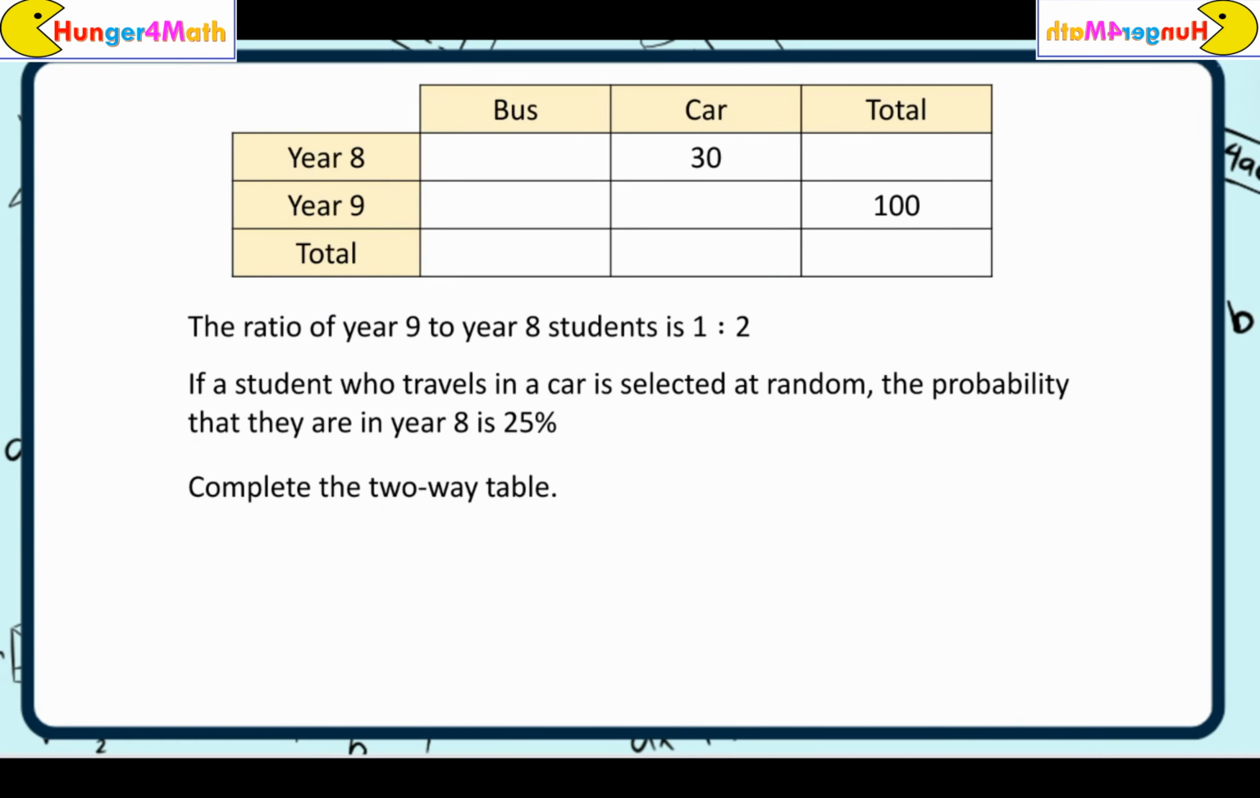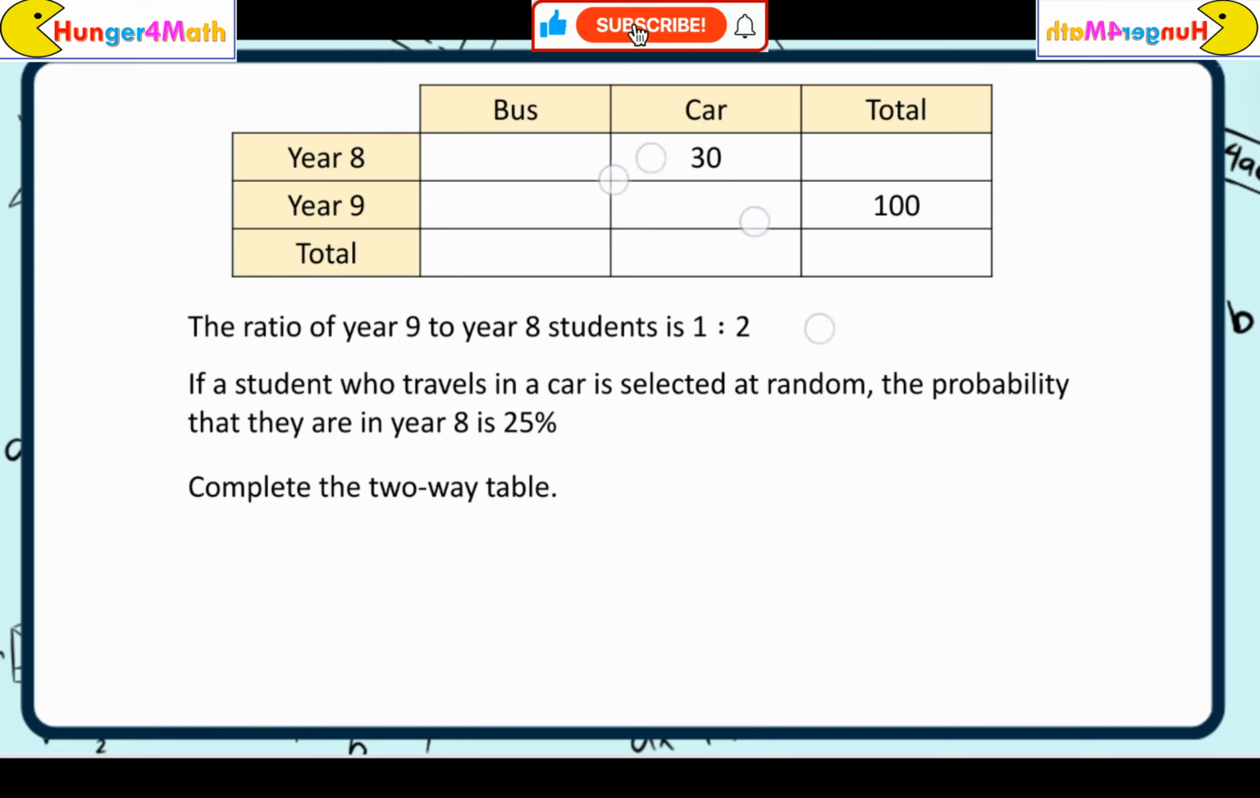Here's an example for the two-way table. Let's read the given situation. The ratio of year 9 to year 8 students is 1:2. If a student who travels in a car is selected at random, the probability that they are in year 8 is 25%. Complete the two-way table.